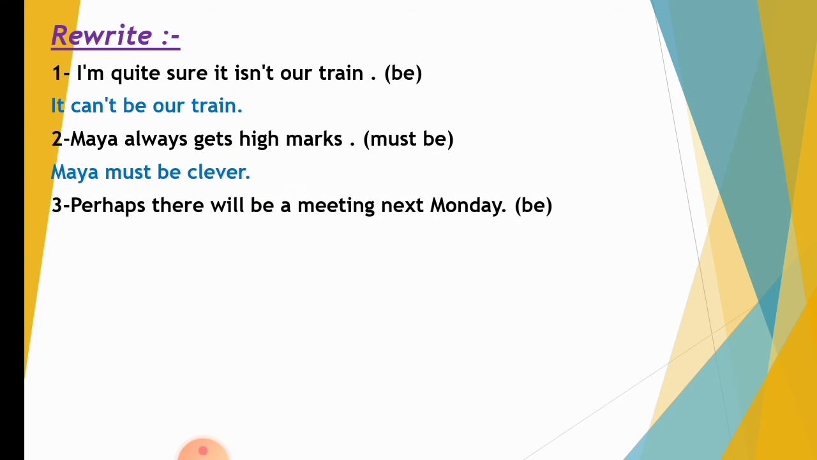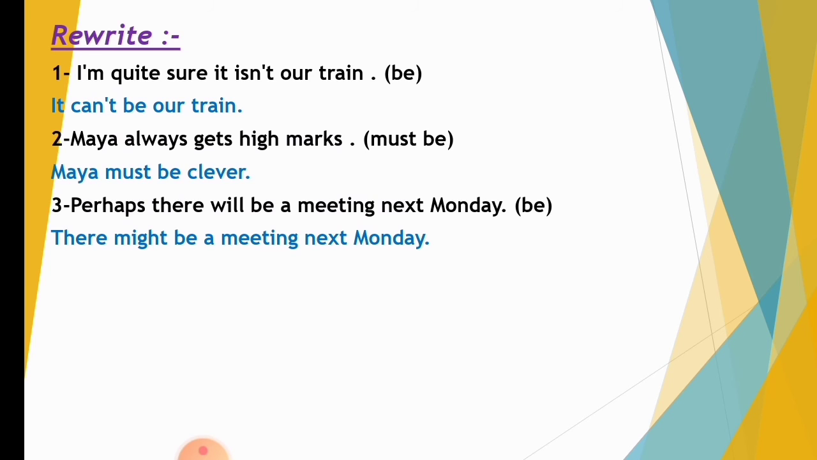Question number 3. Perhaps there will be a meeting next Monday. I asked you to use be. So you should think first. Which be? Can't be, might be, or must be. Okay, so we have here a word that's related to a word. We have perhaps, which means might be. So the answer is: there might be a meeting next Monday.